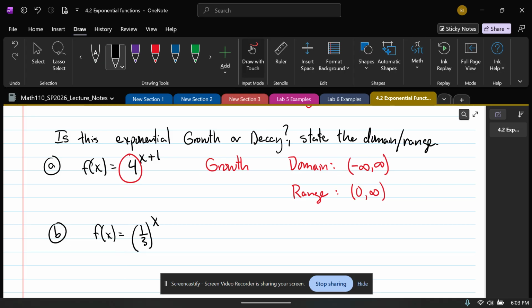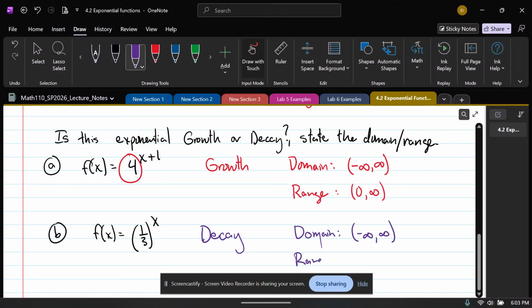So example B, f of x is equal to 1/3 to the x power. Decay, because 1/3 could be written as the decimal 0.3 repeating. So anytime we have a small decimal, something less than 1, that's a decay. Okay, so we have decay here. Even though it's decay, the domain stays the same. It's still from negative infinity to positive infinity.